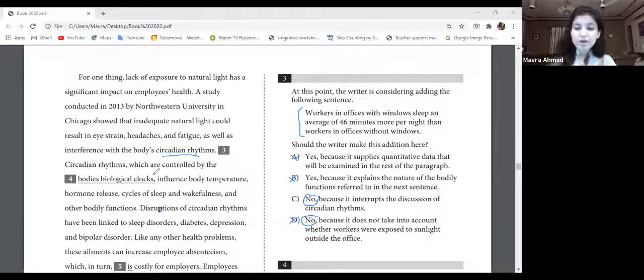We do not need to know if the workers were exposed to sunlight outside the office or not. हम यहाँ पर सिर्फ circadian rhythms की बात कर रहे हैं. And keeping that in mind, we cannot interrupt the rest of the passage by adding this sentence over here. We need to keep the whole passage in flow, the sentences in coherence, which is why C is going to be the right answer and the rest of the answers are going to be incorrect. So the right answer for this question is C. Let's look at the next question, which is number 4.